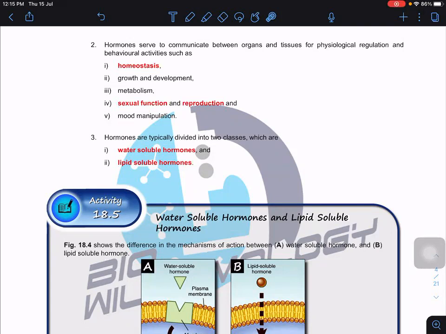Particularly in females, when you have your menstrual cycle, a few days before your menstruation, the start of your period, there's a change in the hormonal level, so mood swing. It depends. Some of the girls may experience this mood swing.